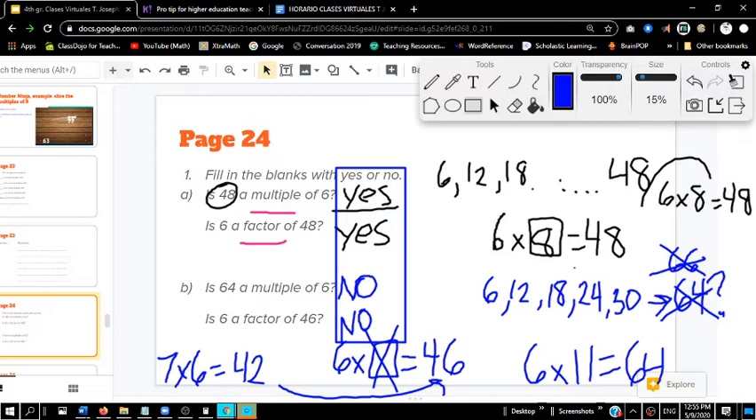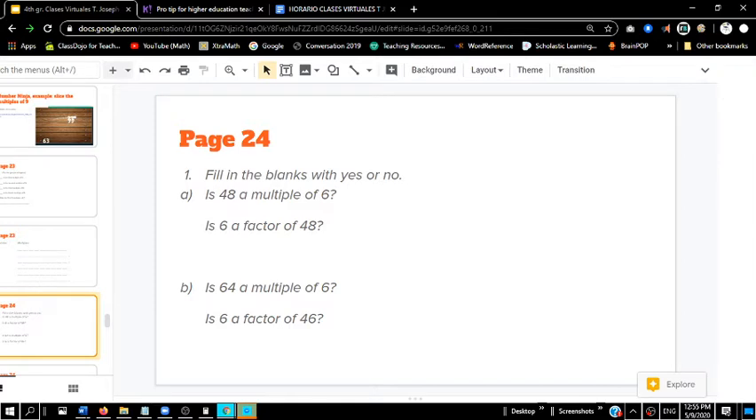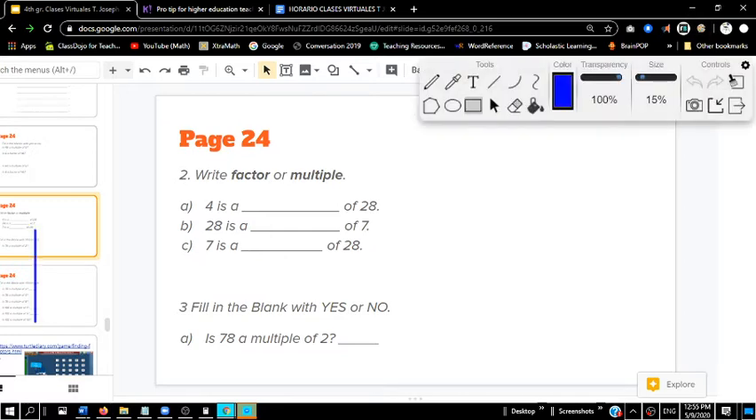Let's go to the next part of the problem, which is determining whether the number is a factor or a multiple. Okay, so I would like you to actually try to do this page on your own. You're going to put the word factor or multiple in the blank. Do you try it out? Let's see if you can figure out the answers.